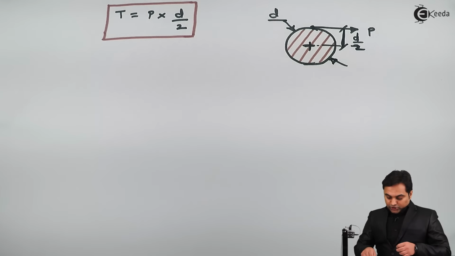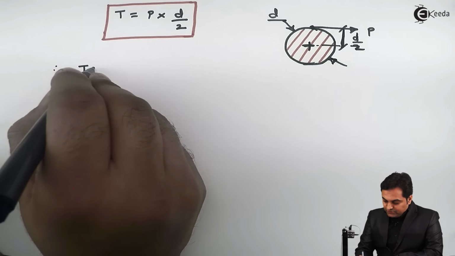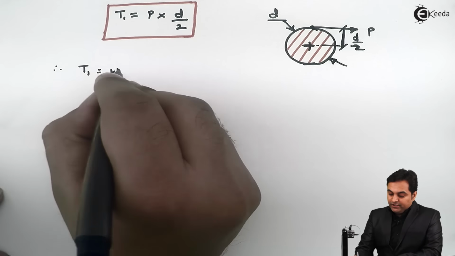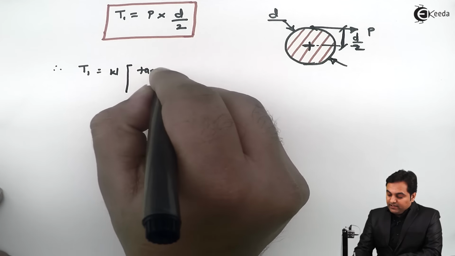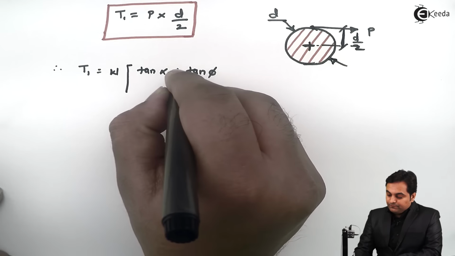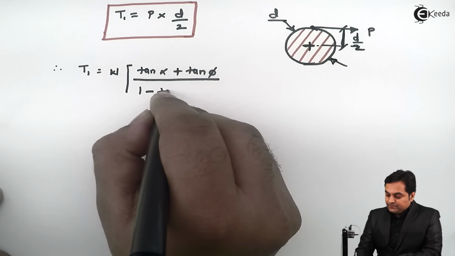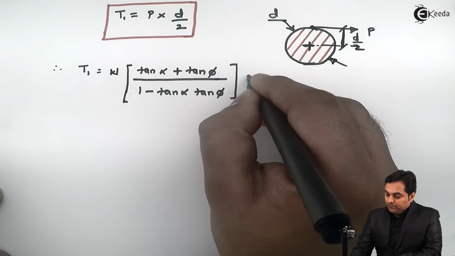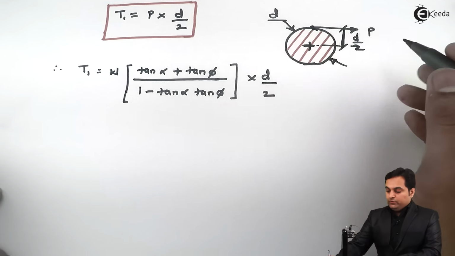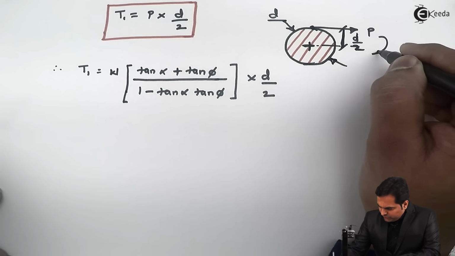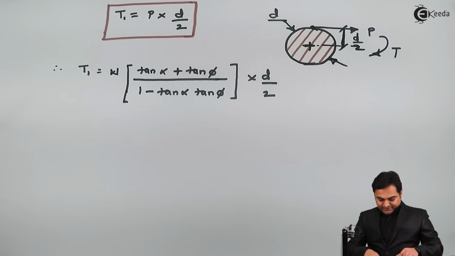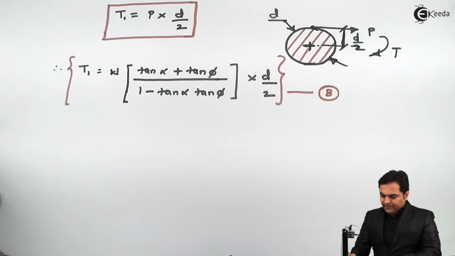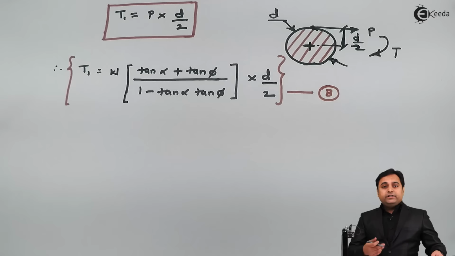So now, therefore, torque required to raise the load, T is the torque which is required to rotate the screw, I'll denote it by T1. So that is equal to P, we have got from equation A, W into tan alpha plus tan phi upon 1 minus tan alpha into tan phi, multiplied by D by 2. So this much is the torque, because torque causes rotation. If I multiply P into D by 2, that torque will rotate the screw. Now after getting T1, I'll keep this as equation B. Now this is the torque required to rotate the screw.